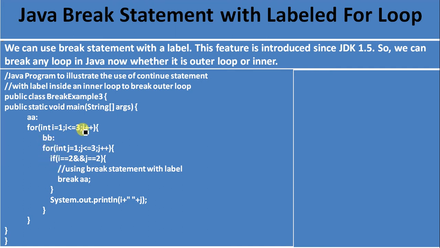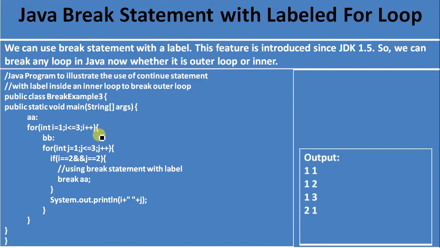And we are putting one condition: if i equals 2 and j equals 2, then break. Which loop is broken? The outer loop. As this condition is matched, it is breaking the outer loop, so the control comes out from the outer loop. So the output in this condition is 1 1, 1 2, 1 3 and 2 1.